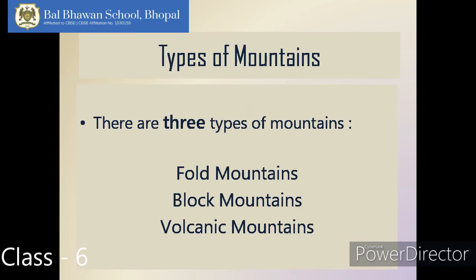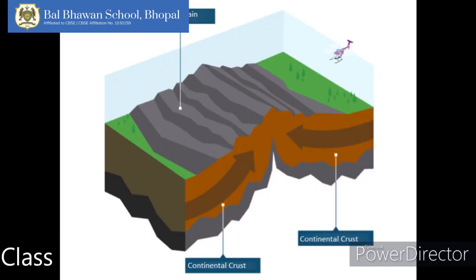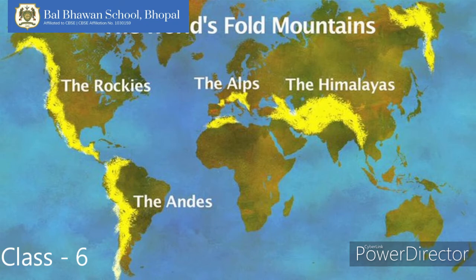Moving on to the types of mountains. There are three types of mountains: fold mountains, block mountains, and volcanic mountains. First up is the fold mountains. When a tectonic plate gets pressured from two sides, it gets folded. Some of its portion becomes elevated and forms the mountains. The depressions form the valleys, and the Himalayas, Andes, and the Alps are some examples of the fold mountains.